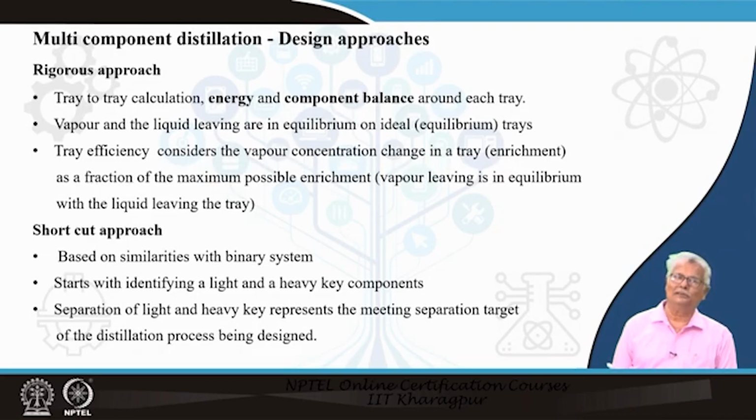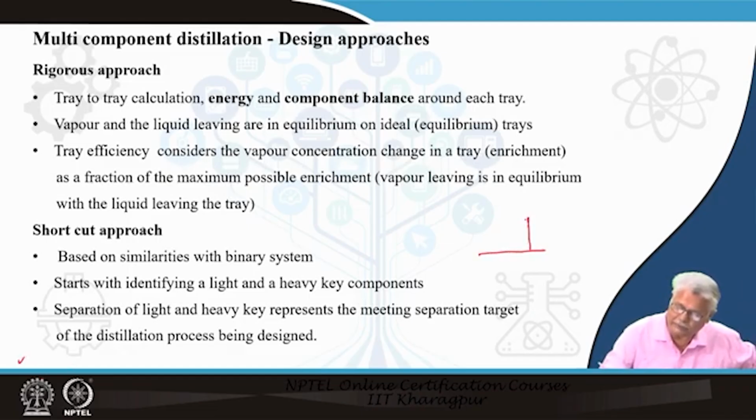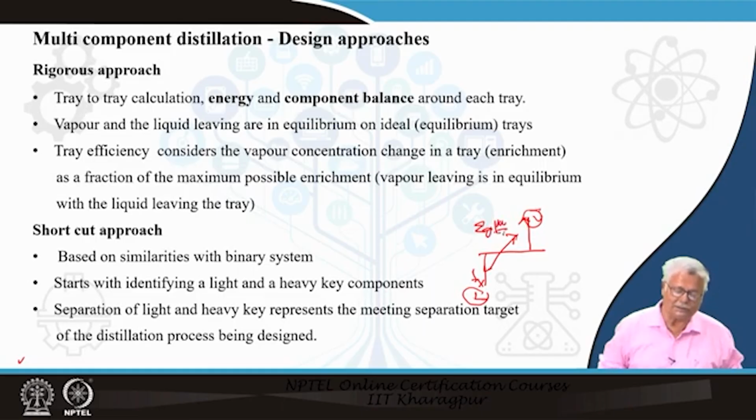The first is a rigorous approach. That means, if you are talking about a particular distillation tray, from where a vapor leaves and a liquid falls off, this liquid and this vapor are in equilibrium. They are in equilibrium. So, that is a fundamental consideration here.